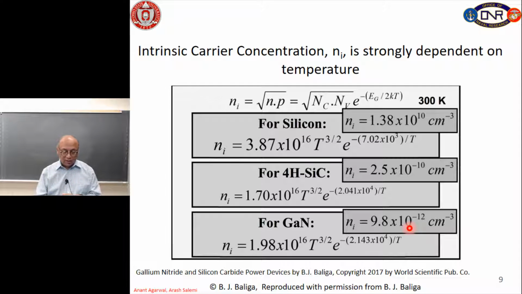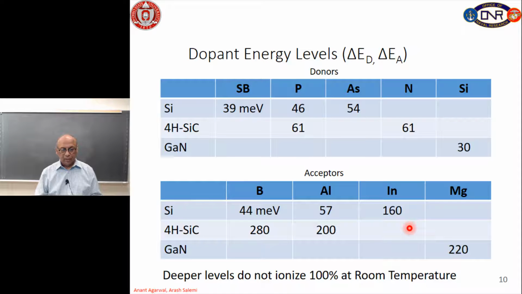So, what does that mean? If you remember, the leakage currents were proportional to Ni over the lifetime, and if Ni is so small for wide band gap semiconductors, then the leakage current is going to be very, very small. That is what we find in practice, and that is why we think these are good semiconductors for higher temperature operation. Now, let us talk about doping these semiconductors.